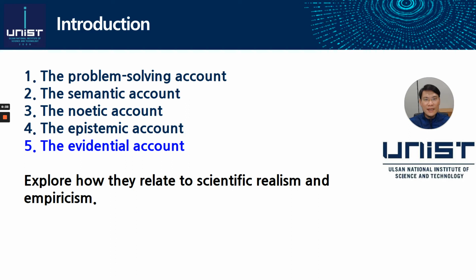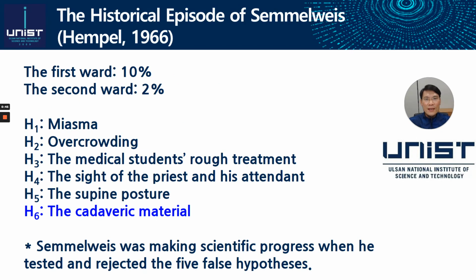In this chapter, I defend a new account of scientific progress that I call the evidential account. I also explore how the five rival accounts of scientific progress relate to scientific realism and empiricism. Let me first summarize a historical episode against which the five rival accounts of scientific progress will be tested.